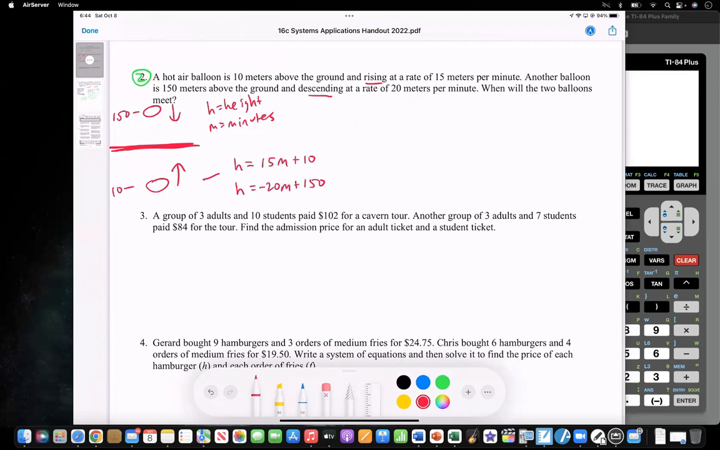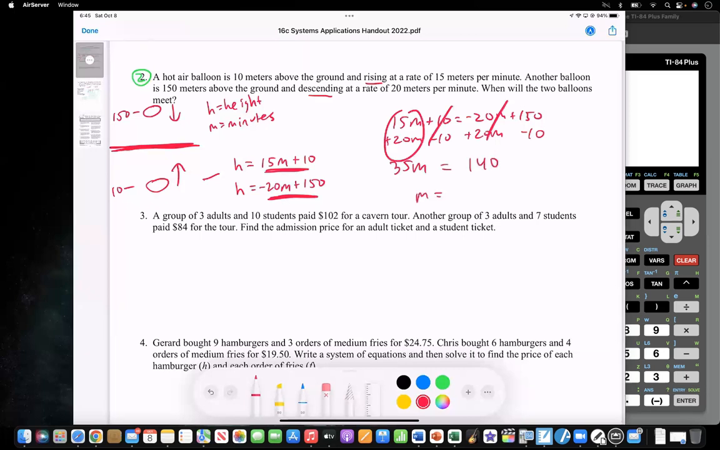Okay, so we want the two balloons meeting. So that means they're at the same height, right? So if this represents the height of balloon 1 and this is the height of balloon 2, I want when these two heights are equal, right? So I could set them equal. So if I go ahead and solve this, I could add 20. So bring all the m's to one side first, right? So I would bring the smaller to the bigger. So if I add 20m on both sides, I get 35m, and I want that by itself over here. So this 10's got to go, so I can minus 10. So that'll give me 140.